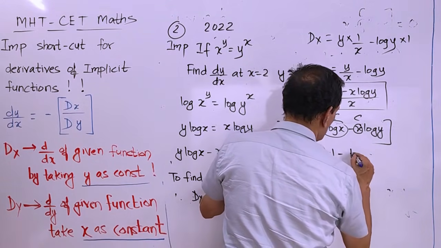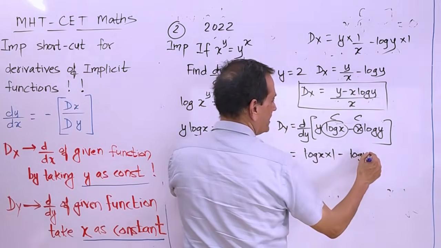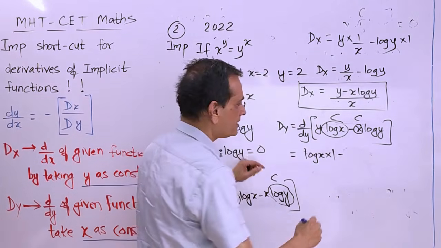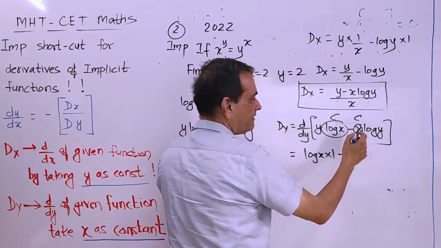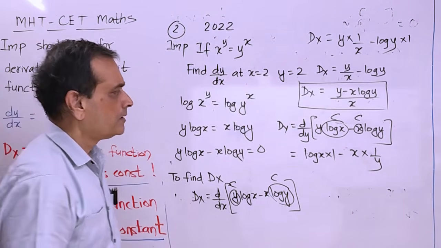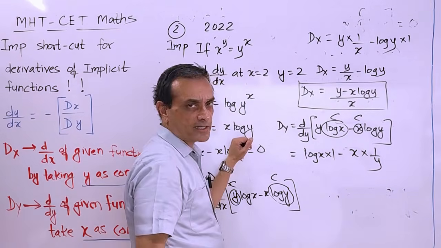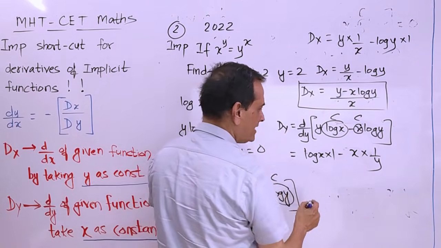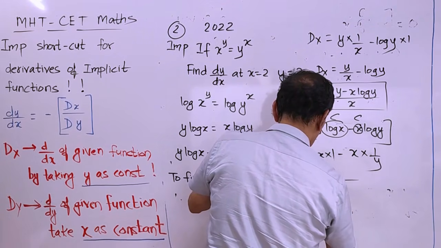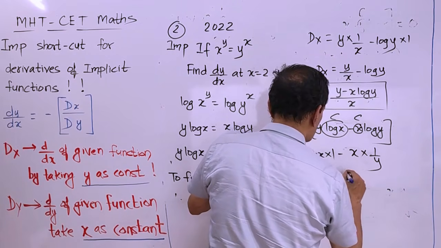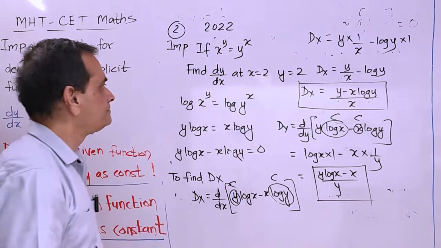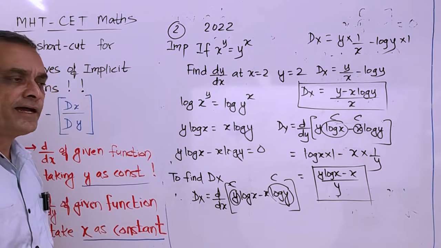Log y is a constant. बाजू को रखो. X is a constant. बाजू को रखो. Derivative of log y is 1 upon y. It is like 1 upon x, but with respect to y, d by dy लिया. So take the LCM as y: log x minus x upon y. Once you get dx and dy, get the answer.